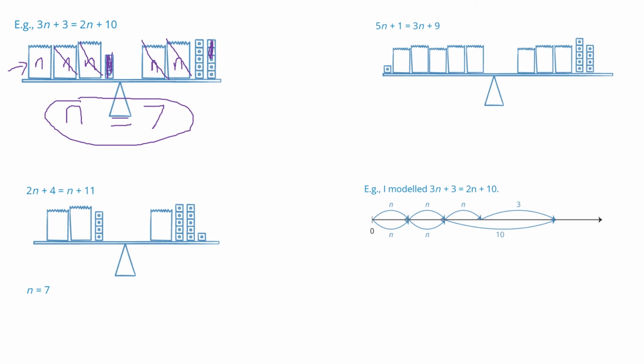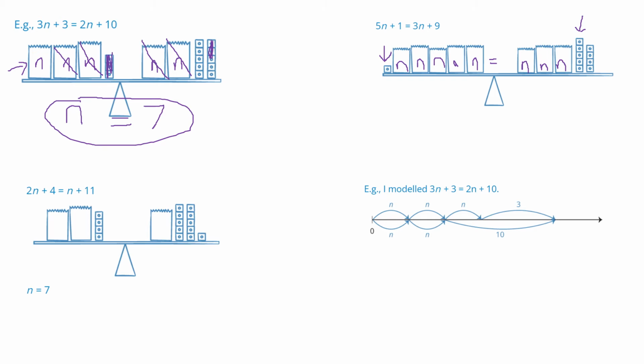If we go over here to the right, we have 5n plus 1 equals 3n plus 9. So again, the bag's going to represent the n's. On the left side, we have 5n, so that would be 1, 2, 3, 4, 5 bags, plus our 1 cube, which we have here. And then on the right side of the equation, we have 3n, so that would be 3 bags, 1, 2, 3, plus 9 cubes, which we have here.